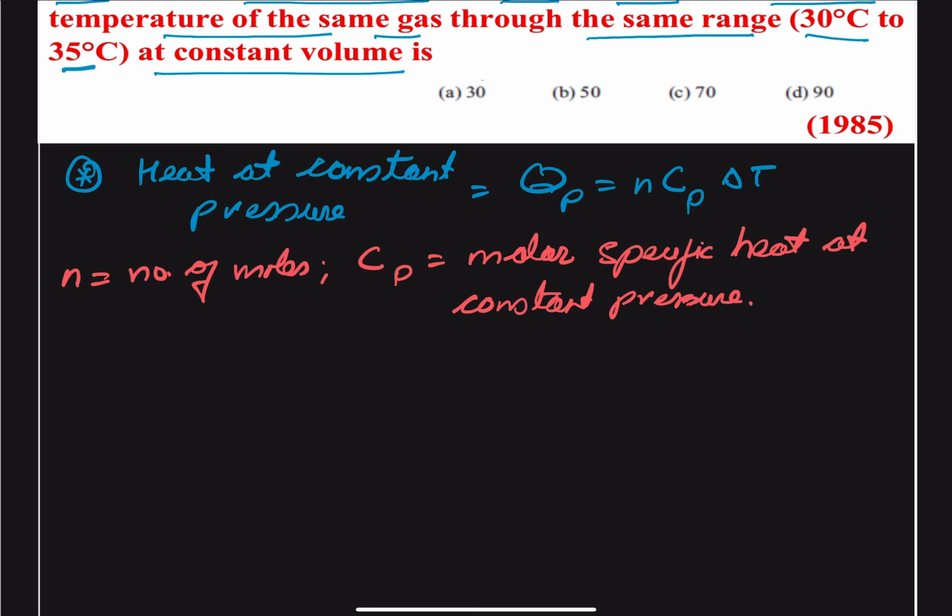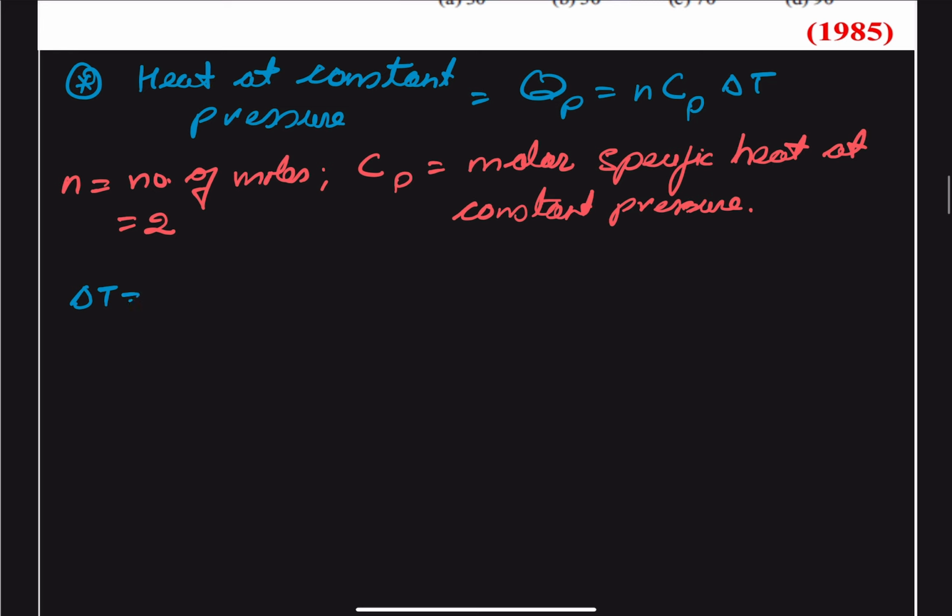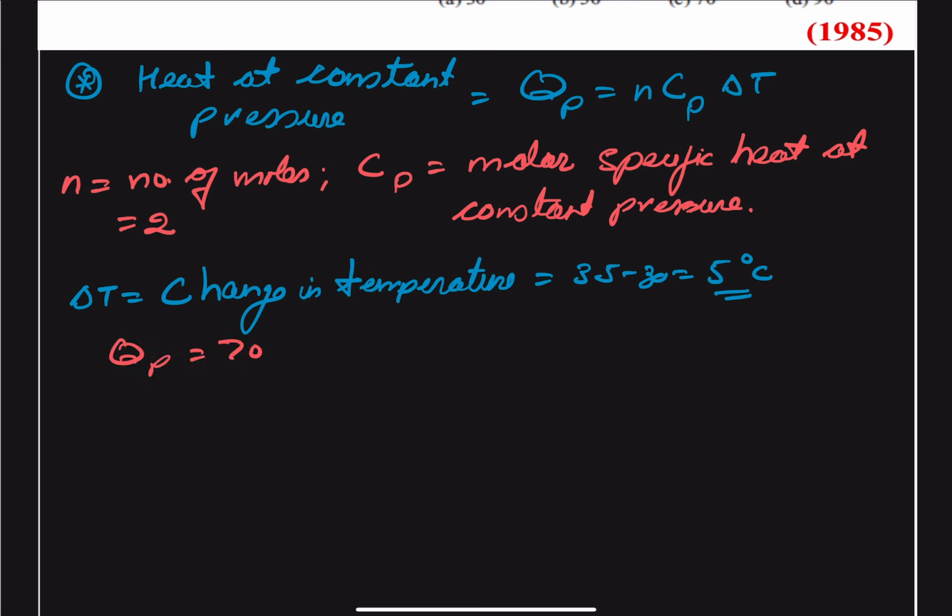The number of moles is given to us, so let me write it here. That is given as 2, and delta T is the change in temperature, and that is our 35 minus 30, which gives us 5 degree centigrade, and Qp is given to us as 70 calorie.